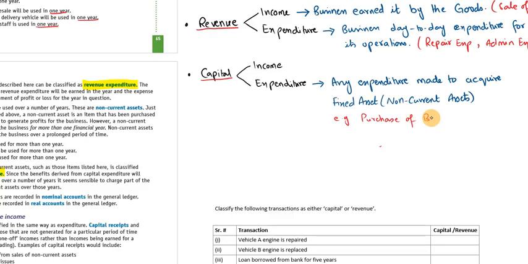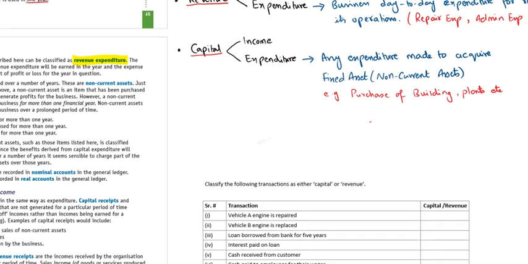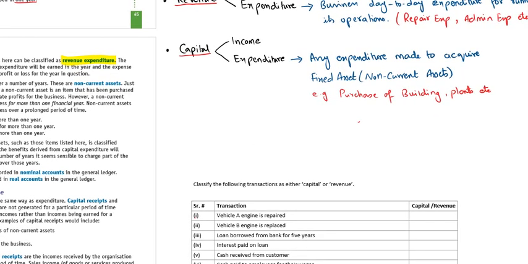Purchase of building, plants, etc., or any asset which meets the criteria of capitalization. Any assets which meet the criteria of capitalization are considered to be capital expenditure.